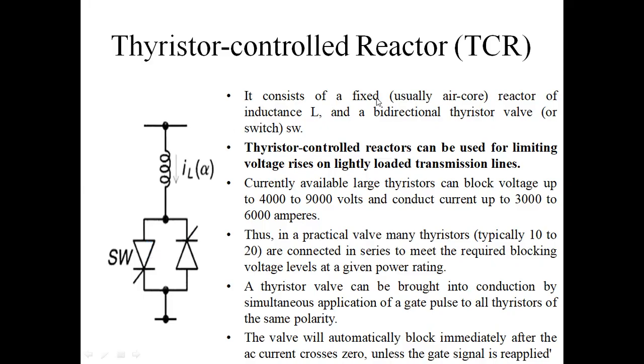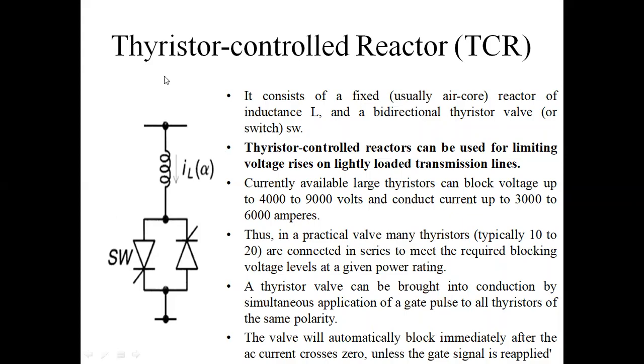This circuit consists of a fixed, usually air-cooled reactor of inductance L and a bidirectional thyristor valve. The fixed air-cooled reactor is this inductor, and the bidirectional thyristors are these two thyristors, like an AC voltage controller. One thyristor controls the positive half cycle and the second controls the negative half cycle. Next, the thyristor-controlled reactor can be used for limiting voltage rise on a lightly loaded transmission line.